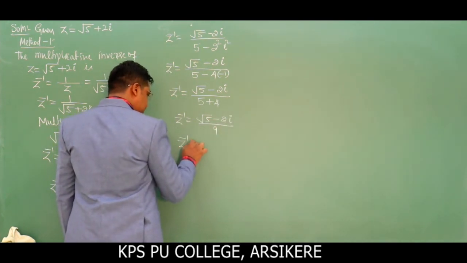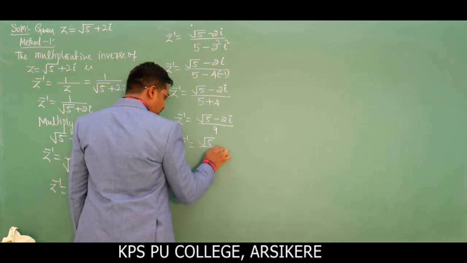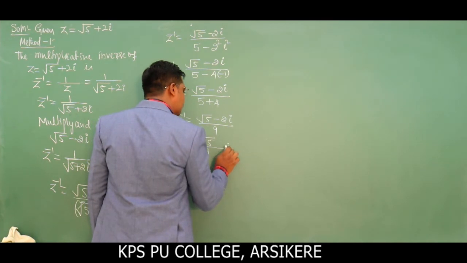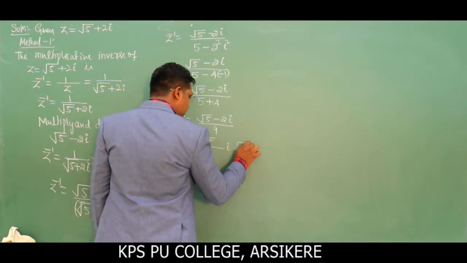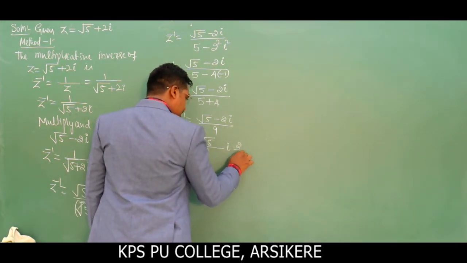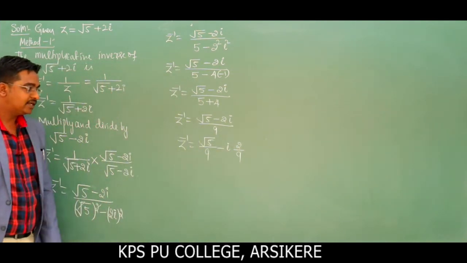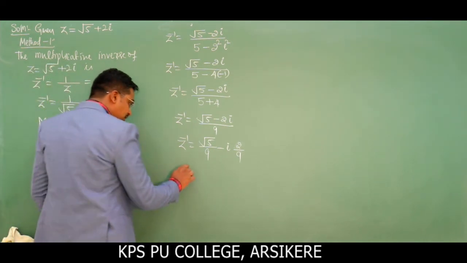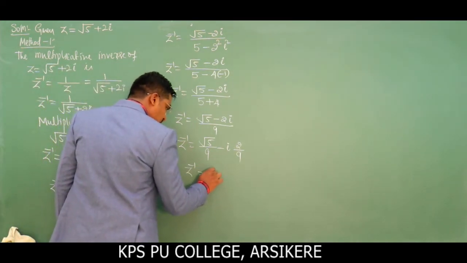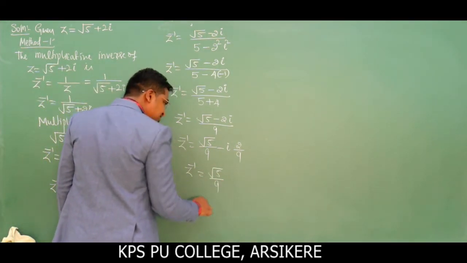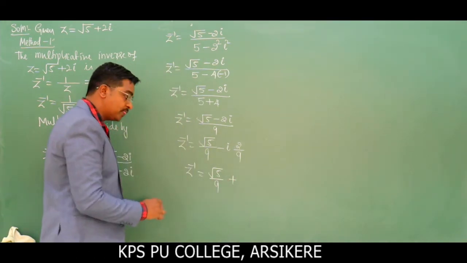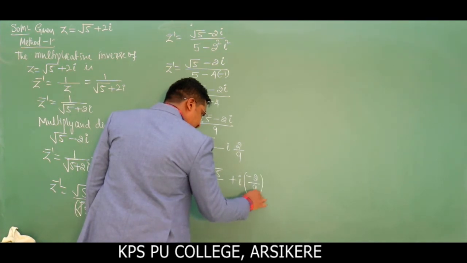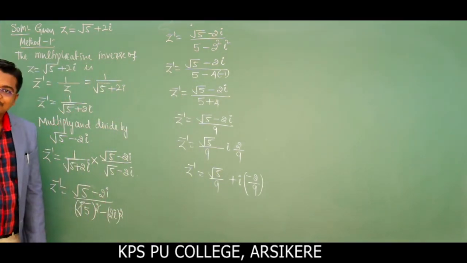So Z inverse becomes root 5 by 9 minus i times 2 by 9. Or else I'll write in another form. Z inverse is equal to root 5 divided by 9 as it is, plus i times of minus 2 by 9.